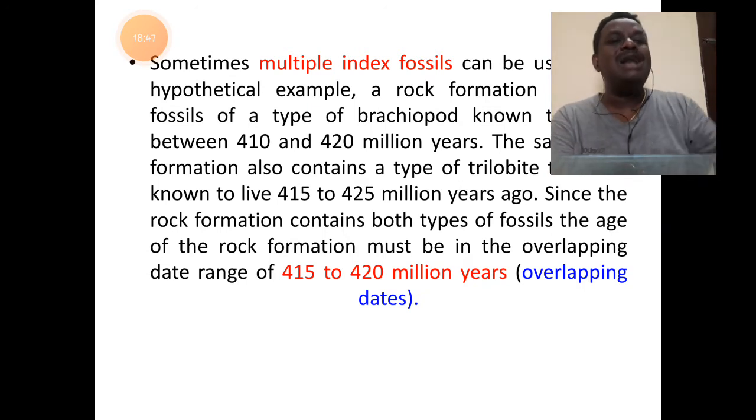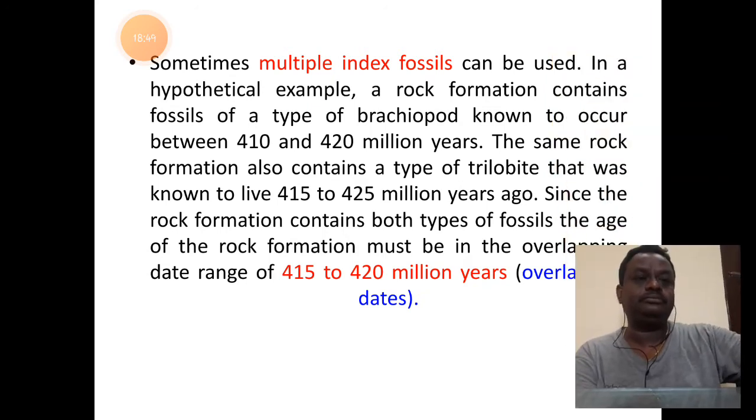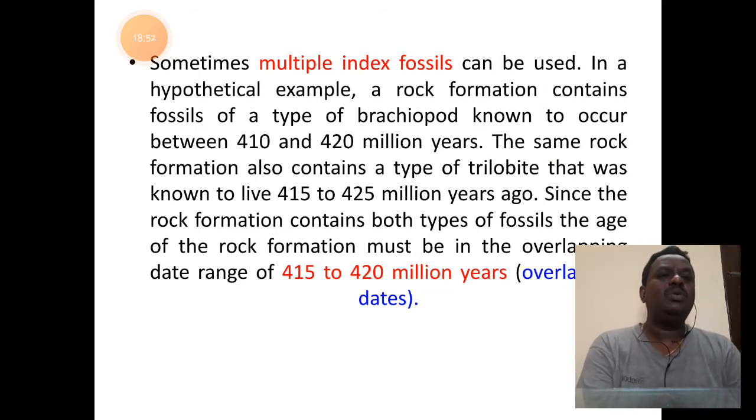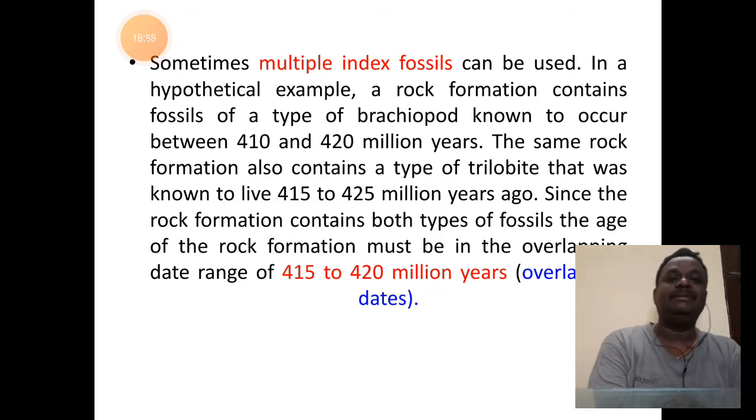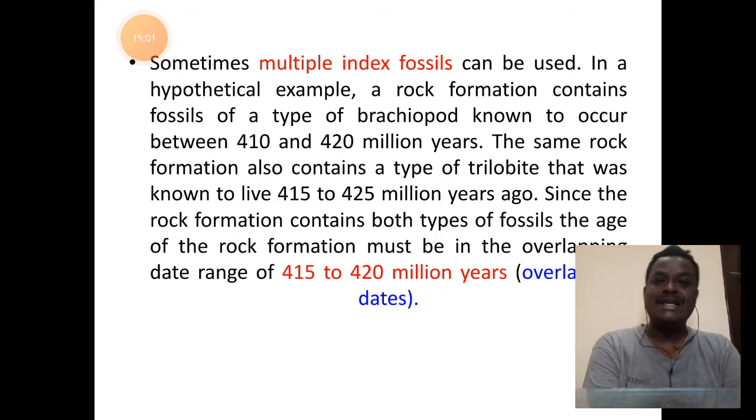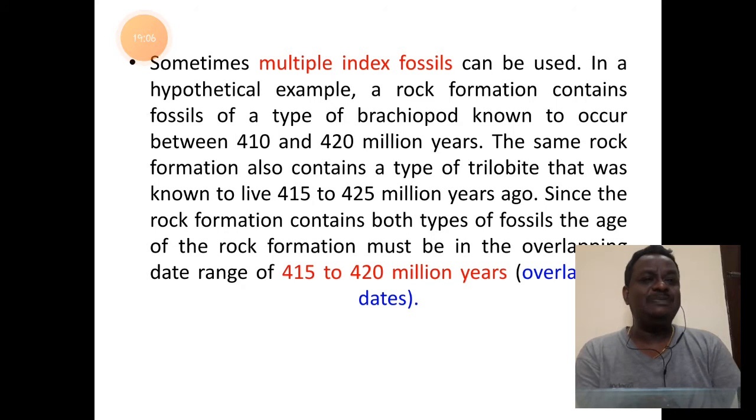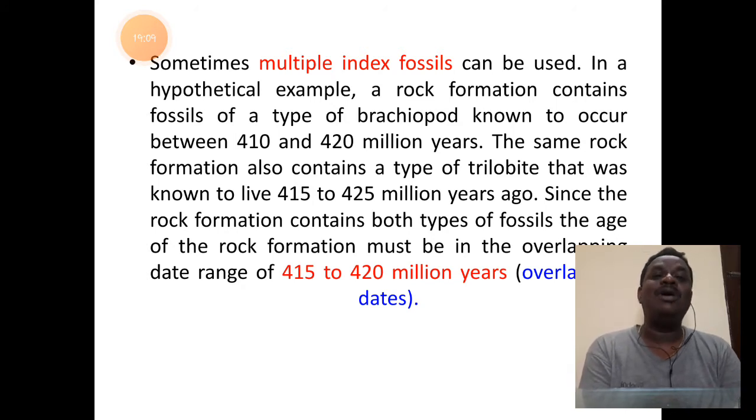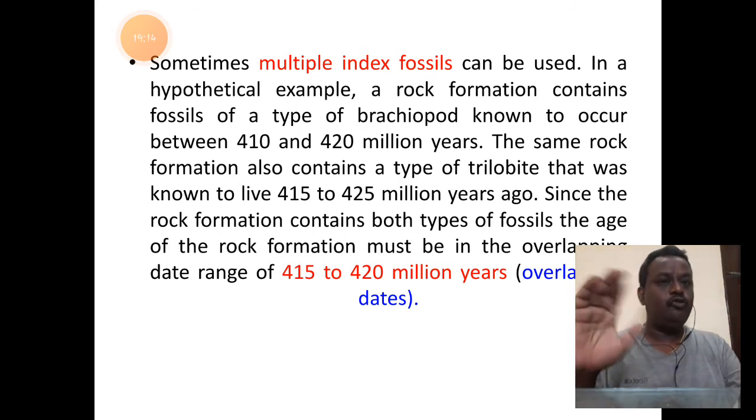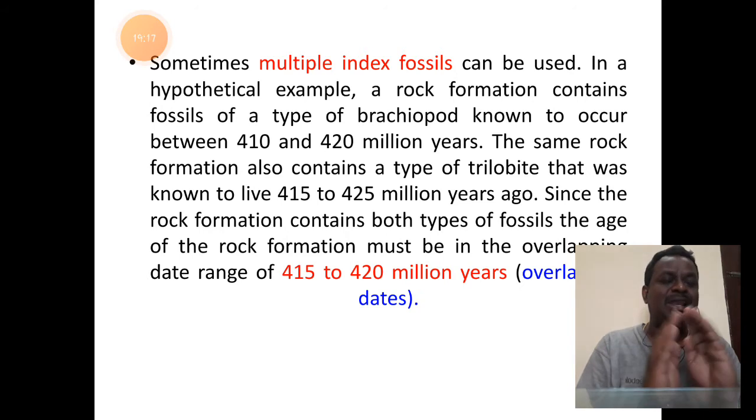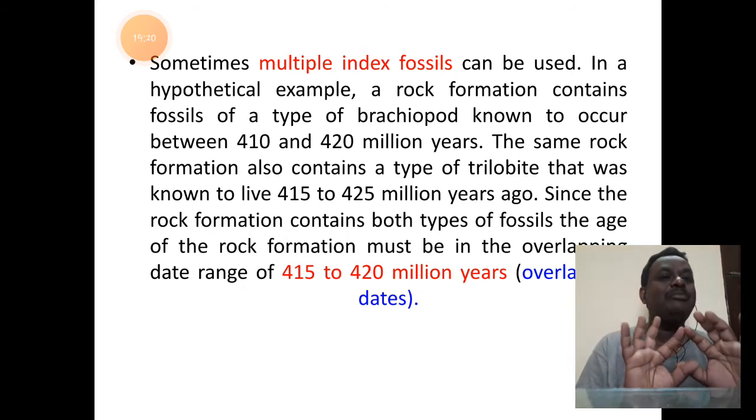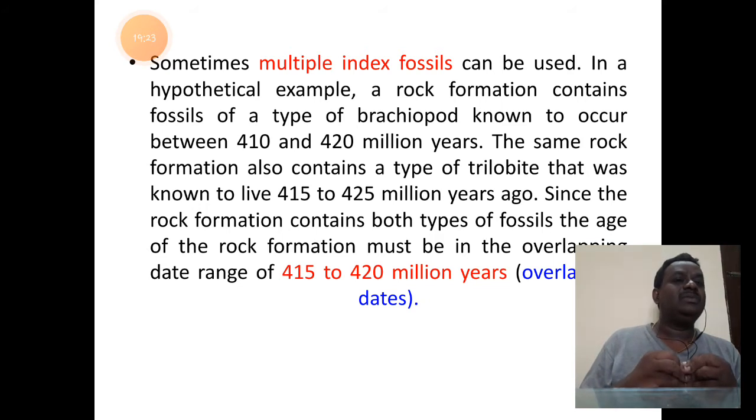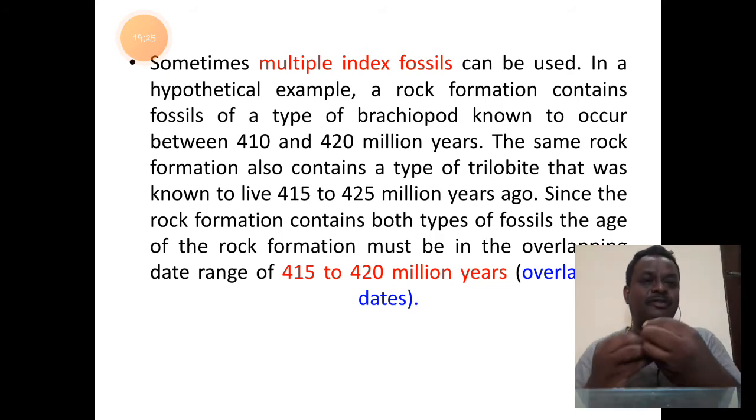There are also multiple index fossils. What are these multiple index fossils? To understand that, we have an example here. A rock formation contains a fossil of a brachiopod whose age is predicted as 410 and 420 million years. So that's the range. 410 to 420 million years old is the brachiopod, which is the already determined age of a fossil.